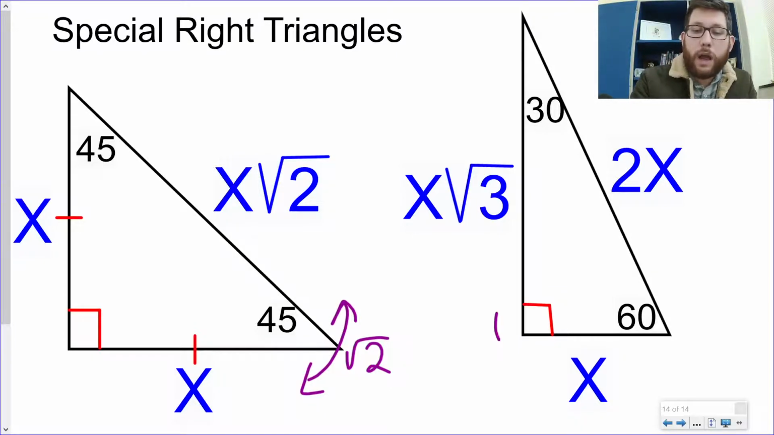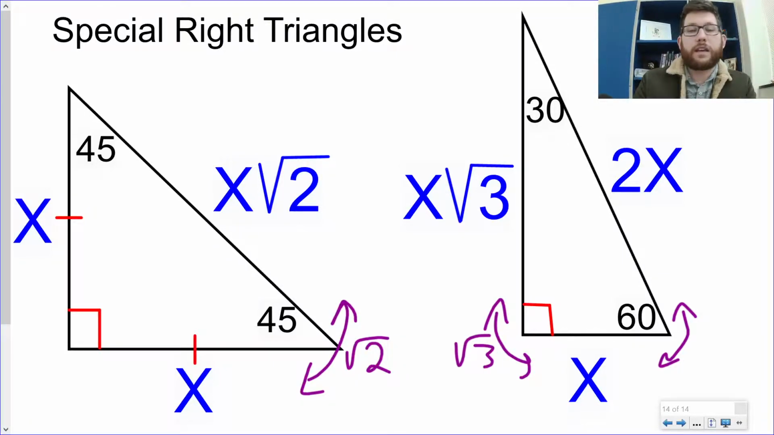Now notice over here, I would run everything through my shortest side, the side opposite the 30 degrees. Notice here the relationship is √3. If it's getting bigger, I'm multiplying. If it's getting smaller, I'm dividing. And over here, my relationship is 2. I'm multiplying by 2 to the hypotenuse or dividing by 2 if I'm going to the shortest leg.